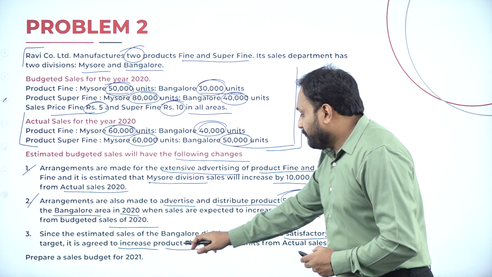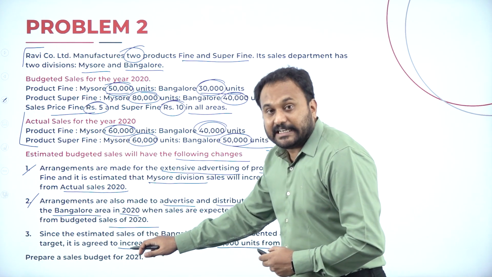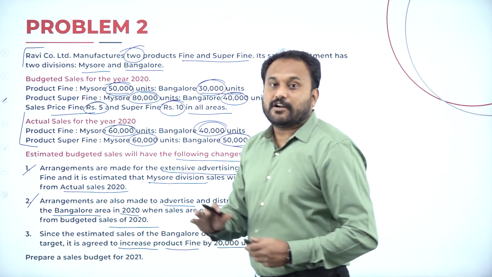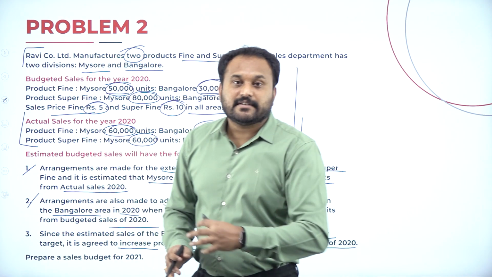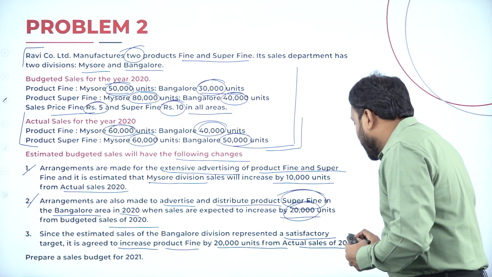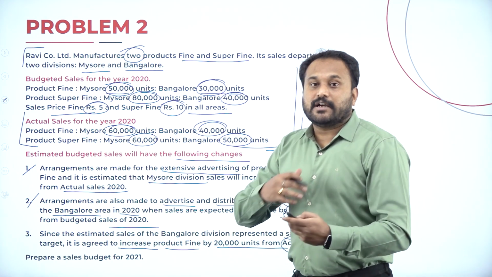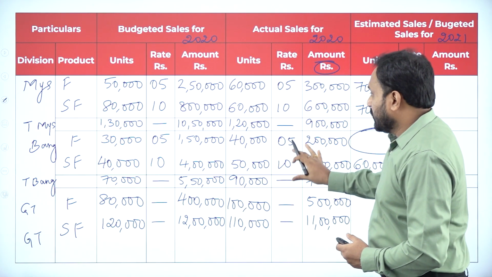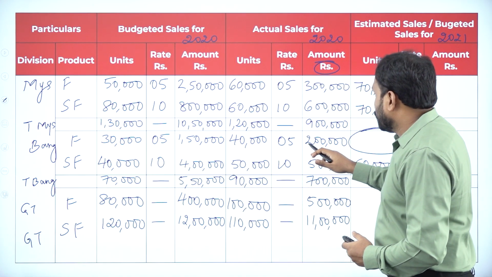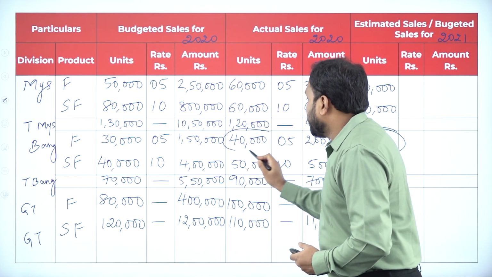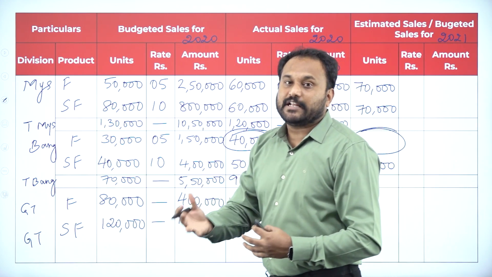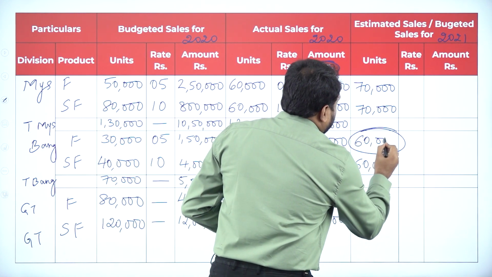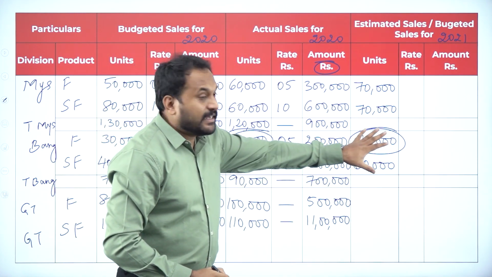They say fine by 20,000 units. That means there is an increase of product fine by 20,000 units from actual sales of 2020. They're not asking us to increase by budgeted, they're asking us to increase by actual sales. So we have actual sales of Bangalore and you are supposed to increase by 20,000 units. Super fine is done, only fine we are supposed to go with. So fine actual is 40,000. Now 40,000 plus 20,000 is 60,000, which we will be writing here. 60,000 units. Is it easy, students?